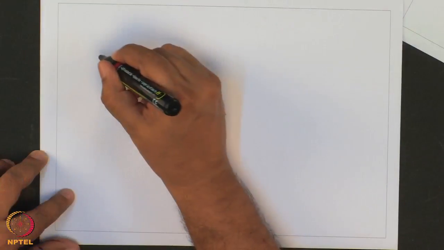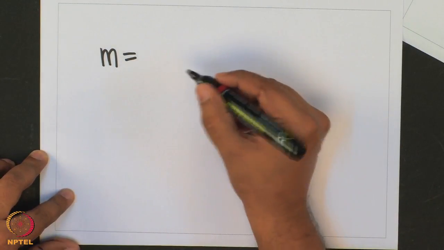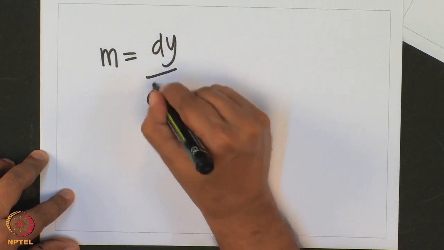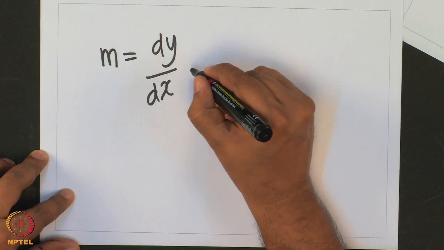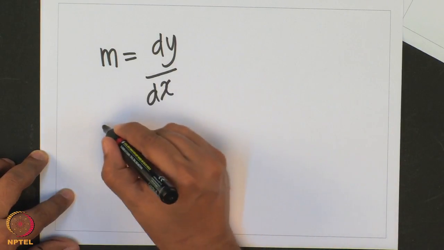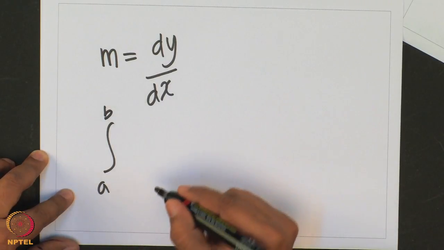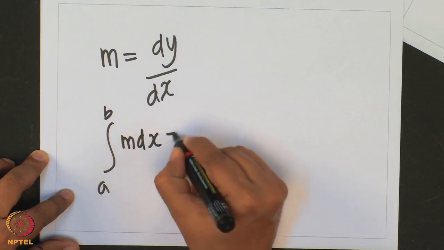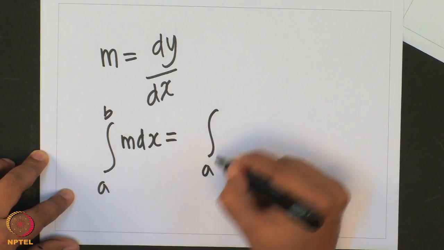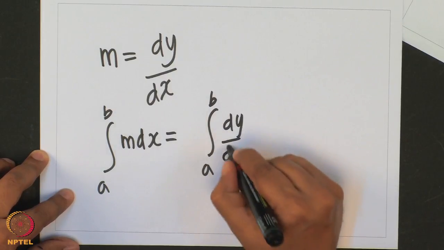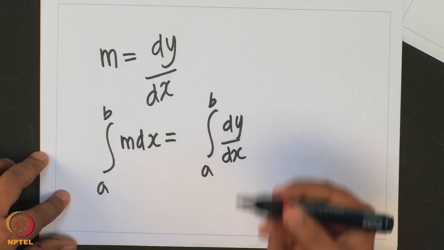Now to understand this, let us do one more generalized example. If I have in general this function df by dx, we typically have m, which is dy by dx or df by dx, and we want to calculate the integral between 2 points a to b of m dx, which is nothing but the integral from a to b of dy by dx dx. We know that the integral of dy by dx is y.